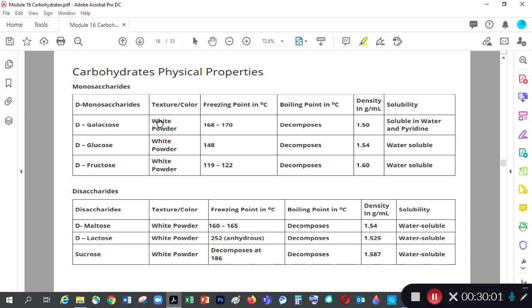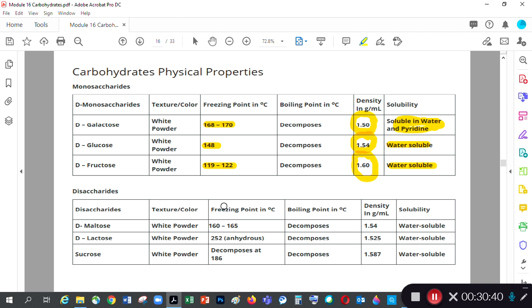The carbohydrate physical properties. The very unique thing about carbohydrates, the monosaccharides, and we'll go to disaccharides, for example, is the high solubility in H2O. If you look at this, galactose, glucose, fructose, those are monosaccharides, and they are highly soluble in H2O. They have very high melting and freezing points. You can see they melt at higher temperature, and their densities are above H2O; they are more dense than H2O, as you can see.